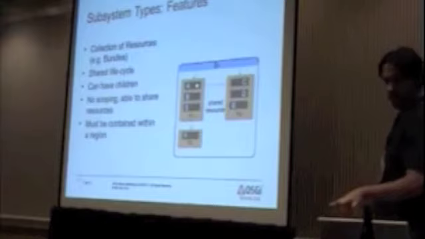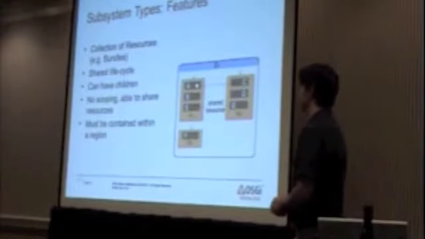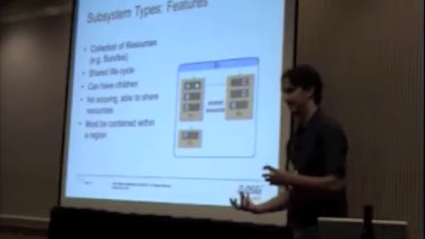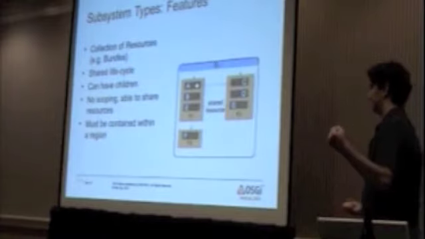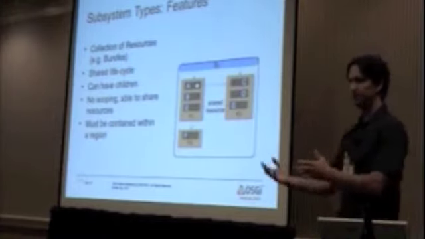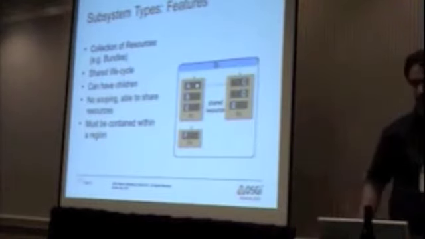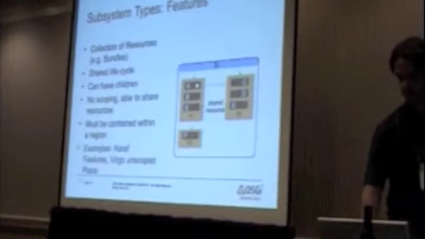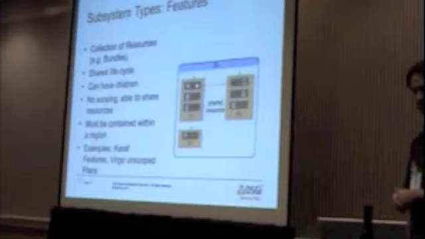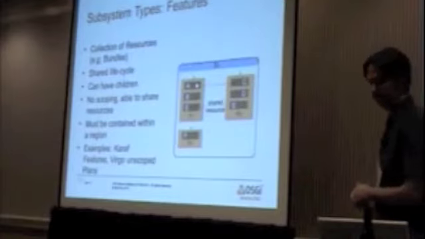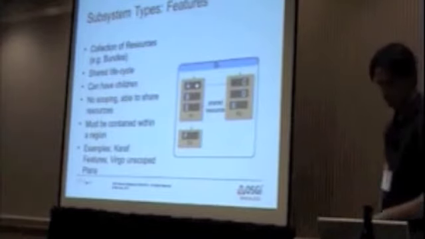And finally, features have to be contained within a region. And the reason for this is because the root region is actually considered a scoped subsystem. So if you install a feature as a child of the root, then it's going to become part of the root. So some examples of what I was mentioning before out there already, Karaf features and Virgo scope plans closely match the feature model.